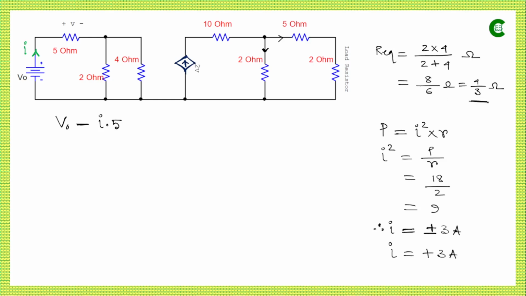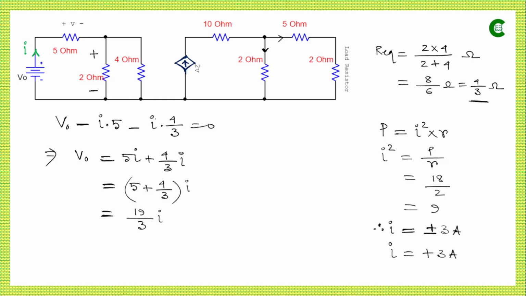the current will also be flowing downwards, meaning this will be the positive terminal and this will be the negative terminal. So it will also be I, the current value, multiplied by the equivalent resistance 4 by 3, and that will be equal to 0. So after simplification we get V naught as 19 upon 3 multiplied by I, or we can say I is equal to 3 upon 19 multiplied by V naught.